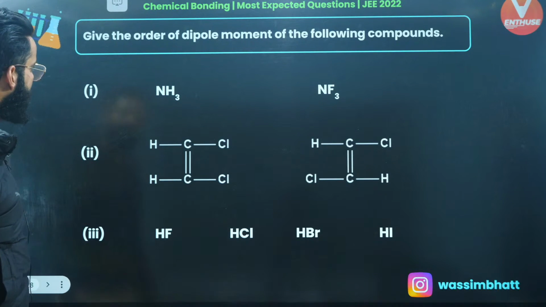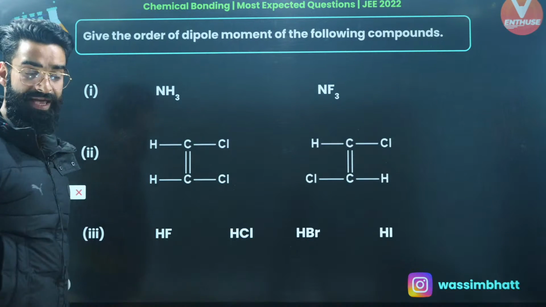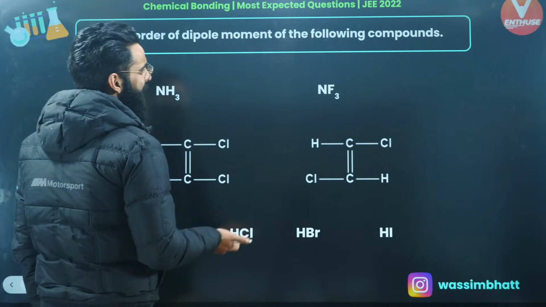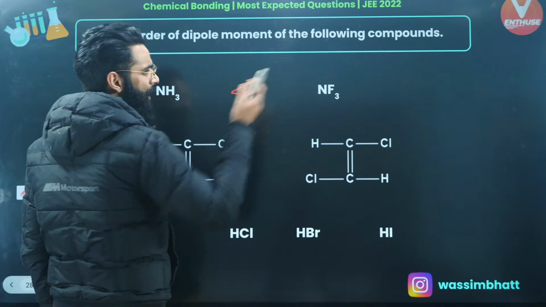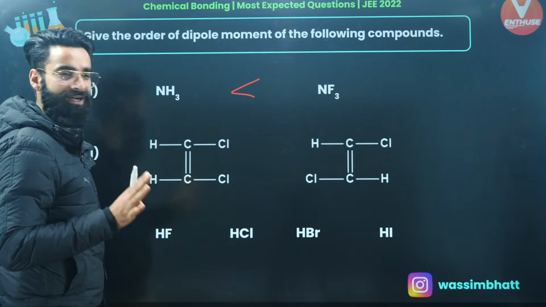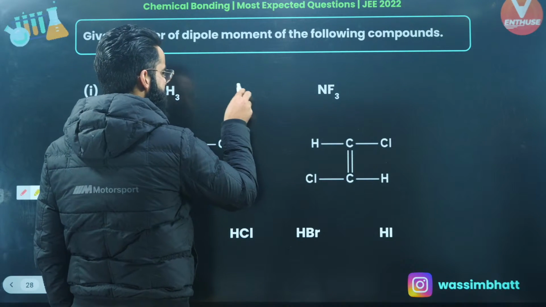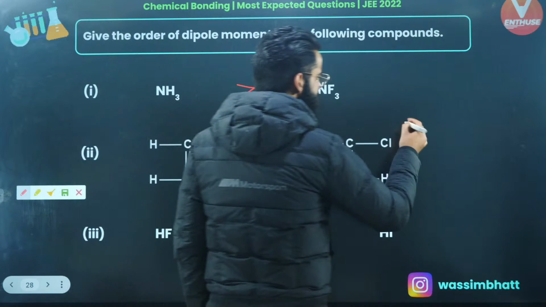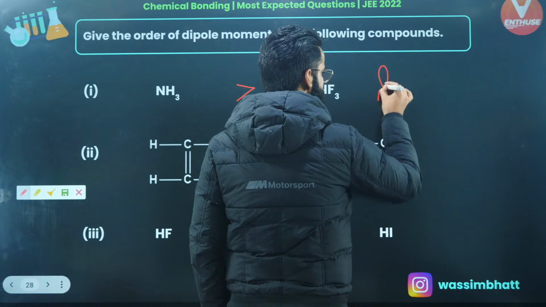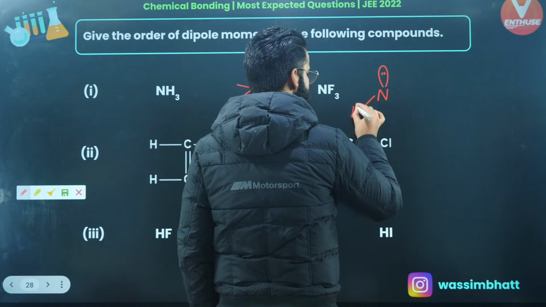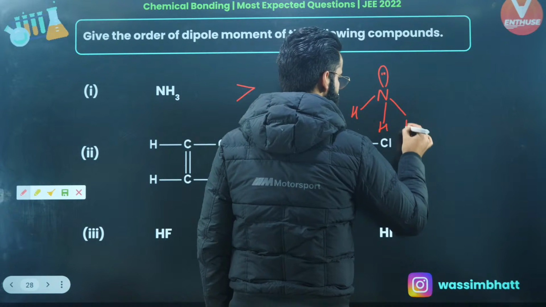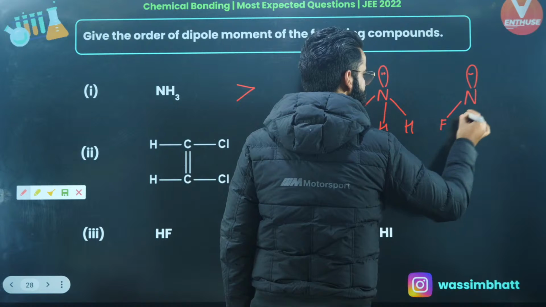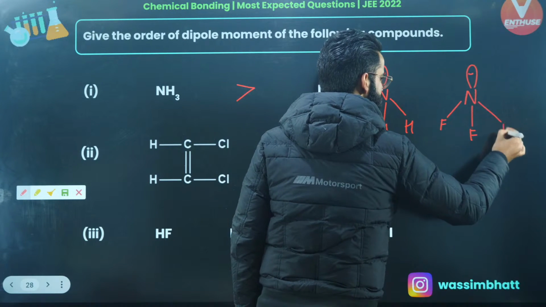Look here carefully. NH3, NF3. Normally, it looks as if NF3 should have more dipole moment. It looks like that. But the case is reverse. Why is that? Have a look exactly. If you look at the structure of NH3, this is nitrogen. There is a lone pair over here. This is hydrogen, this is hydrogen, this is hydrogen. Similarly, in case of NF3, there is a lone pair right here. This is fluorine, this is one more fluorine, and this is one more fluorine.